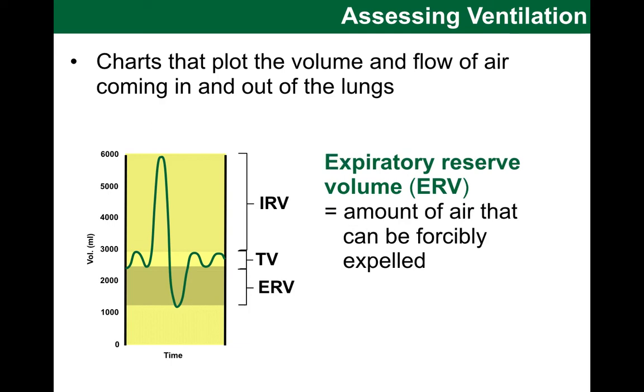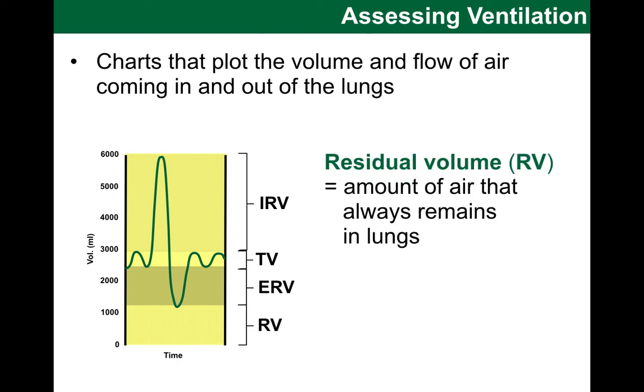And then we have the opposite of this, known as ERV, expiratory reserve volume. This shows us the amount of air that can be exhaled with an extra effort beyond the tidal volume. This is typically about 1,000 to 1,200 milliliters.